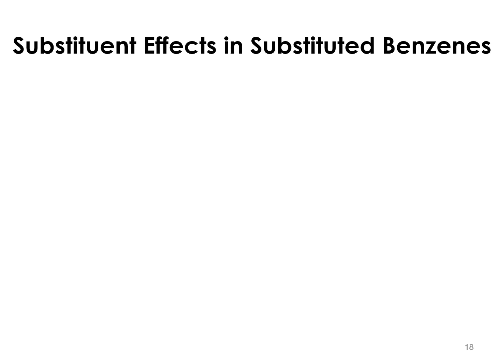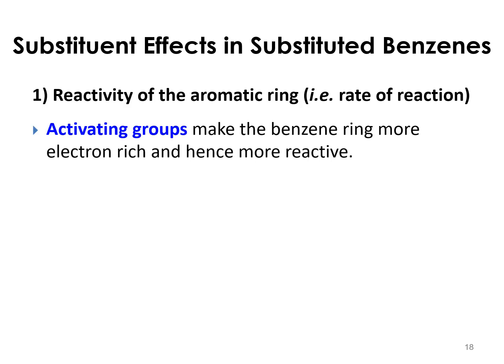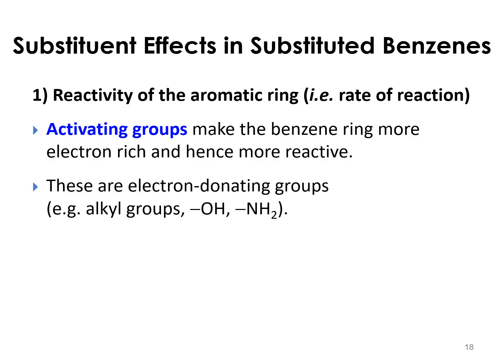So first of all, we need to consider the impact on the reactivity of the aromatic ring. There are activating groups that make the benzene ring more electron-rich and therefore more reactive. So immediately you can imagine, right? It must be some electron-donating group, like alkyl group, OH, or NH2 group.